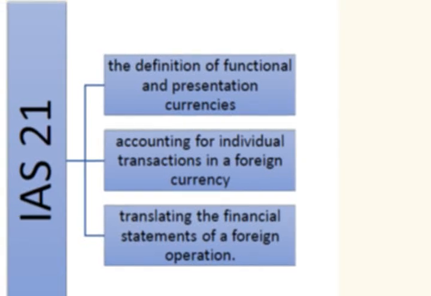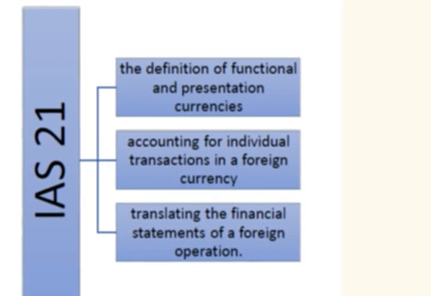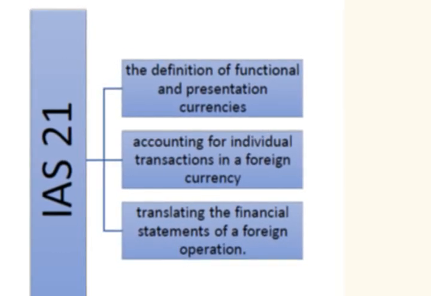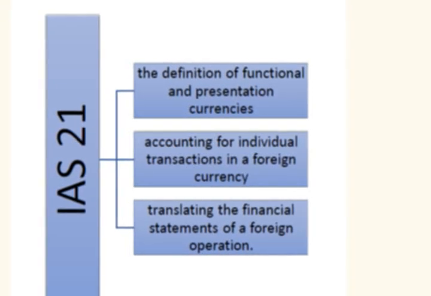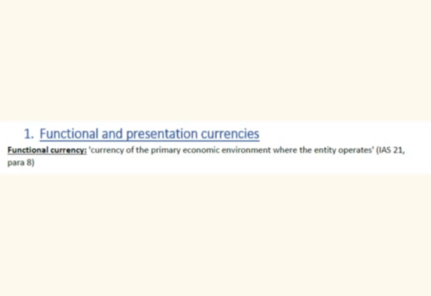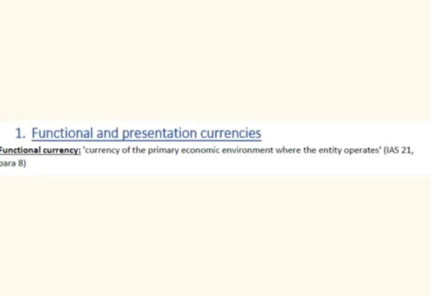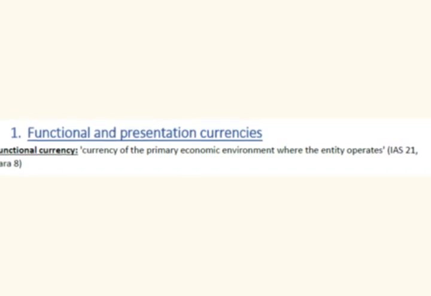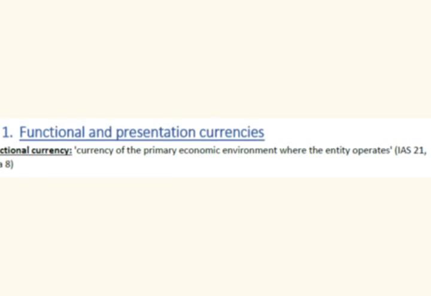IAS 21 deals with the definition of functional and presentation currencies, accounting for individual transactions in a foreign currency, and translating the financial statements of a foreign operation. 1. Functional and presentation currencies. Functional currency is the currency of the primary economic environment where the entity operates, IAS 21, Para 8.